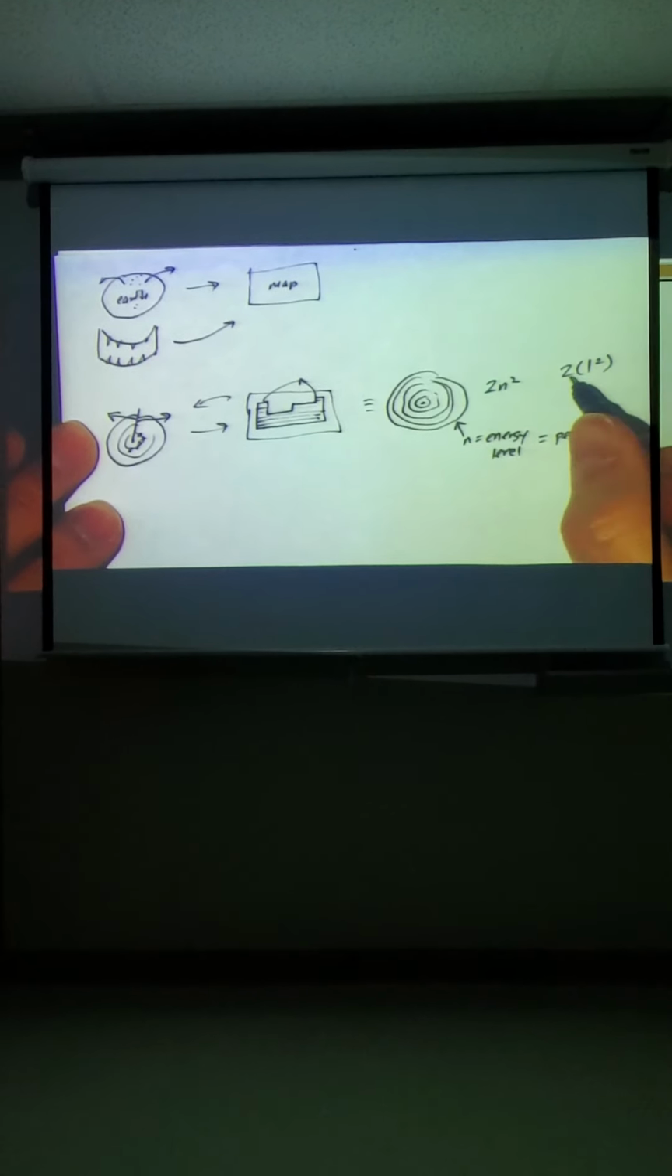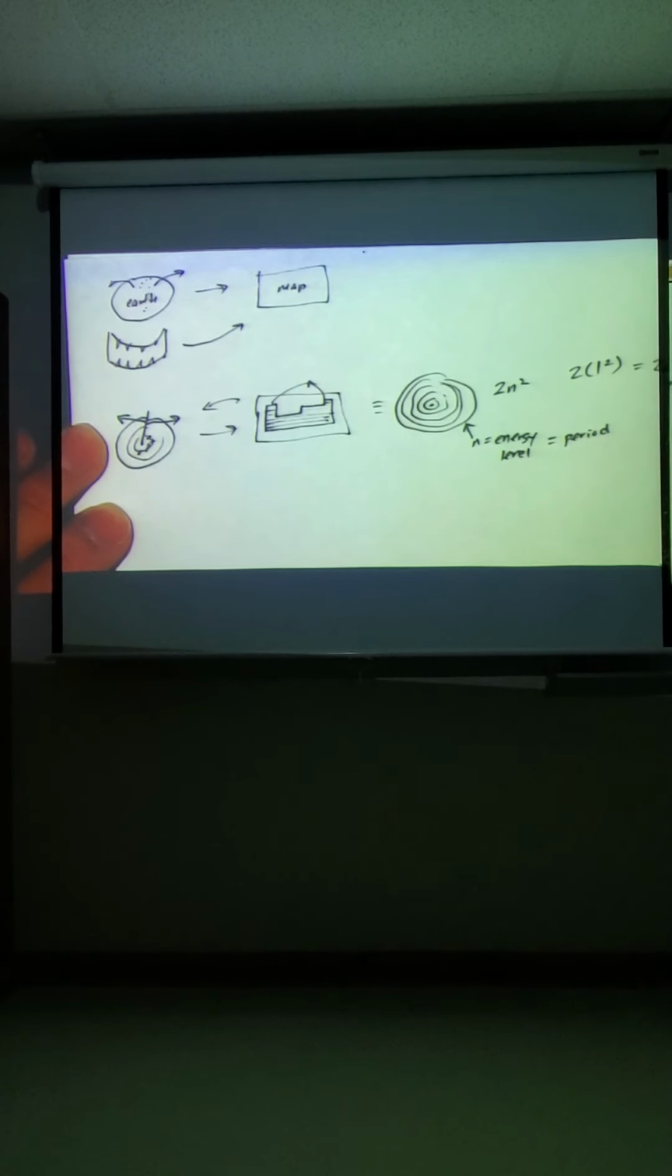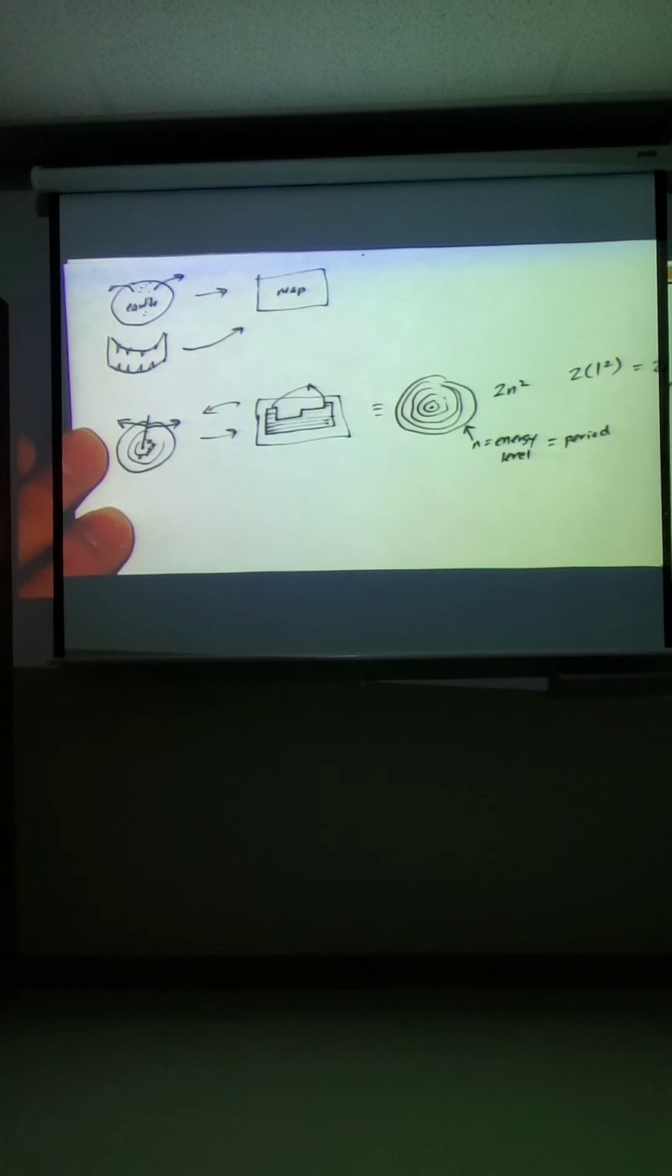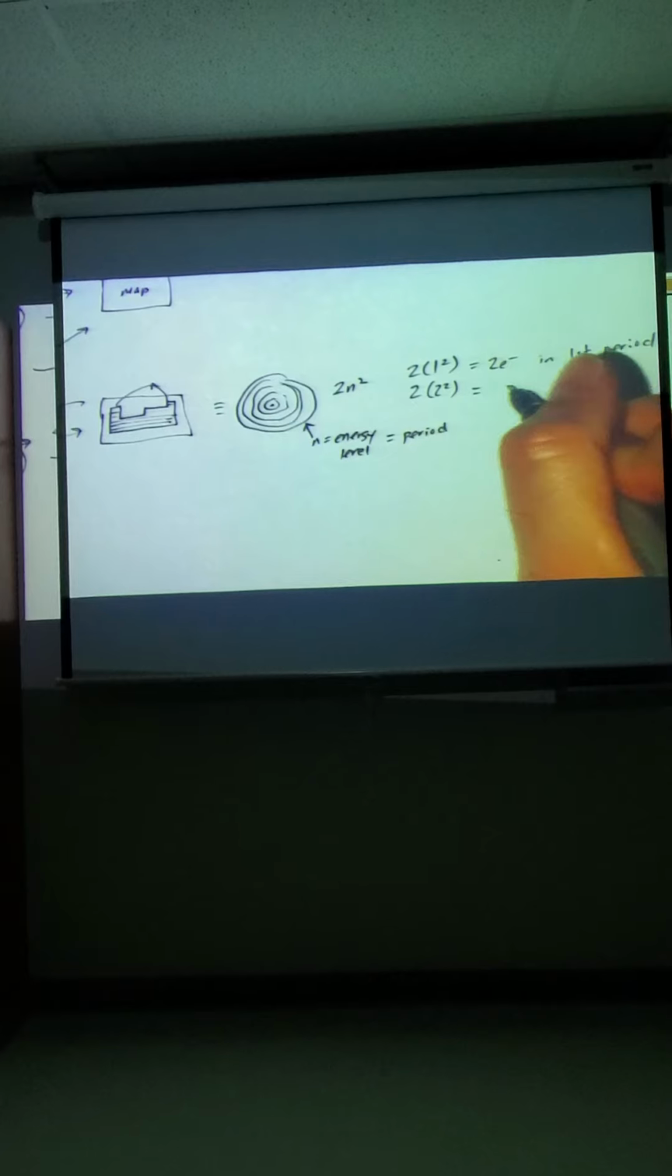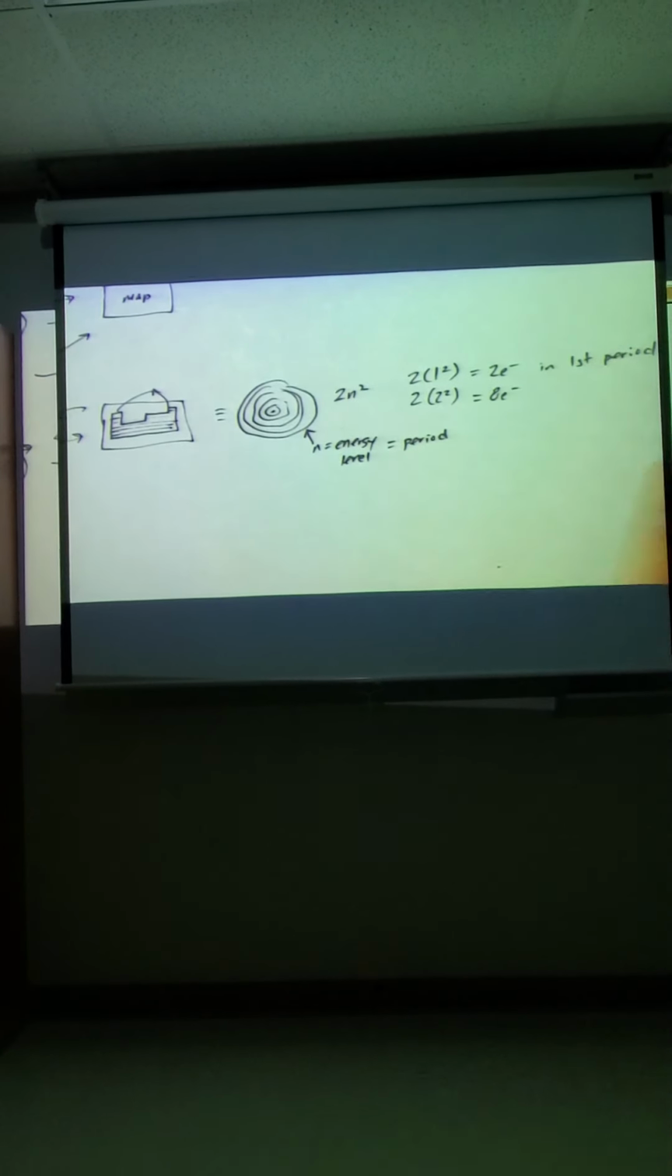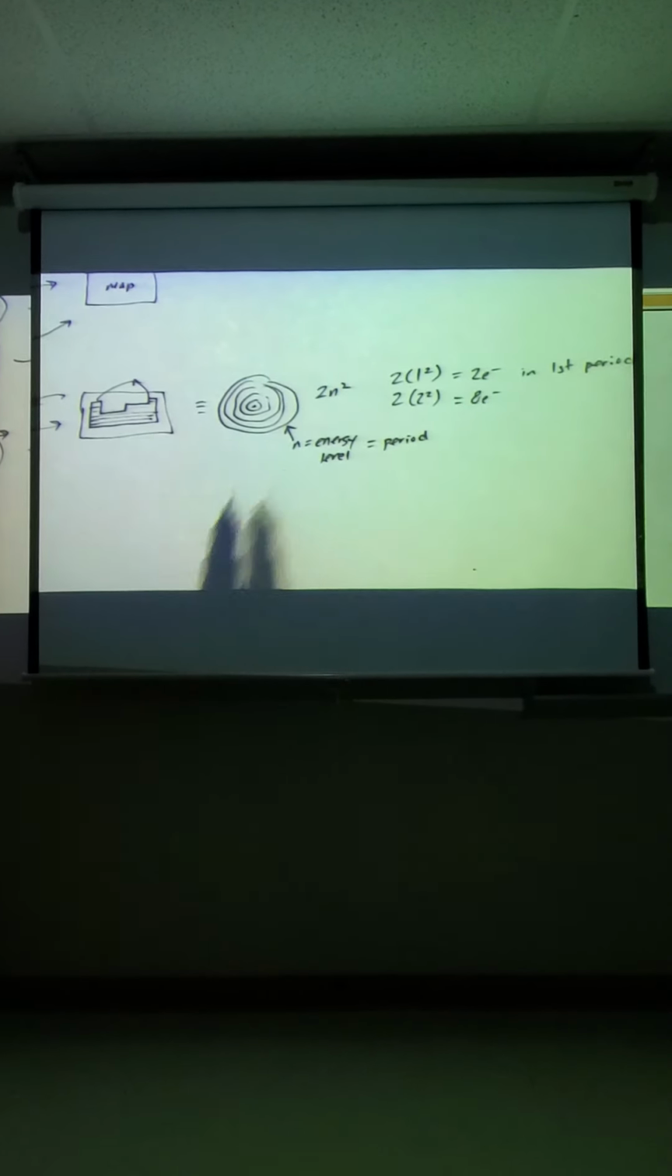We would expect 2 times n squared would be 2 times 1 squared for our first period. 1 squared is 1, times 2 is 2. That's basically 2 electrons that can fit in the first period. So if 2 electrons fit in the first period, then how many can fit in the second? Well, that would be 2 times 2 squared, which is 2 times 2 is 4, times 2 is 8, and if you look at the periodic table, sure enough, that second row does have 8 electrons.